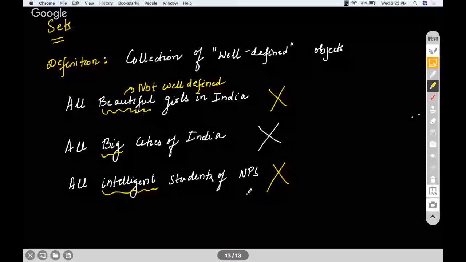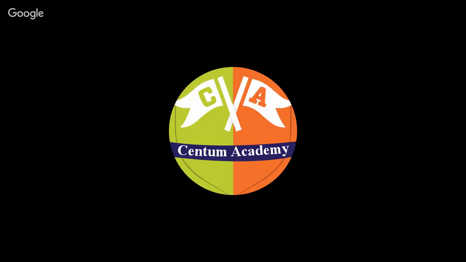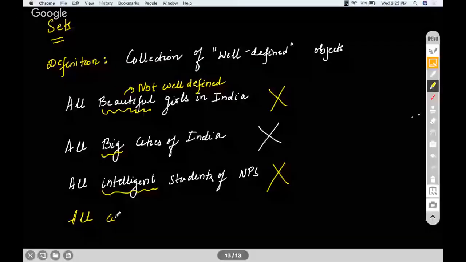But if I say all colors of the rainbow, this is a set because there are seven defined colors, VIBGYOR, in a rainbow. Is that fine?